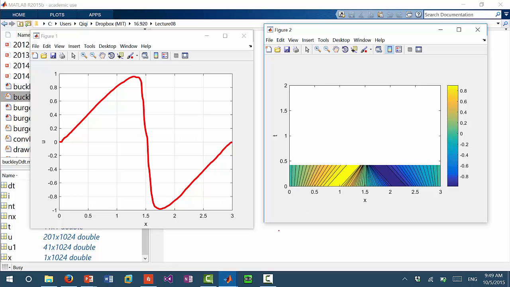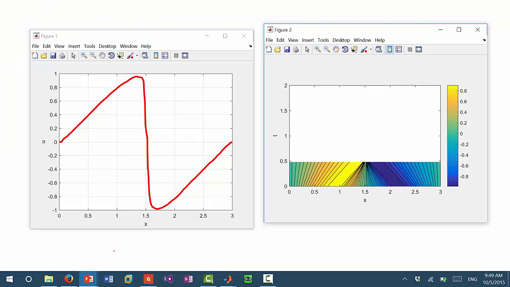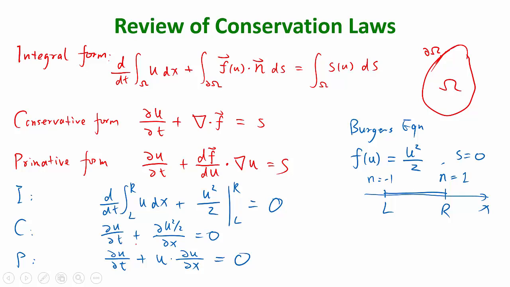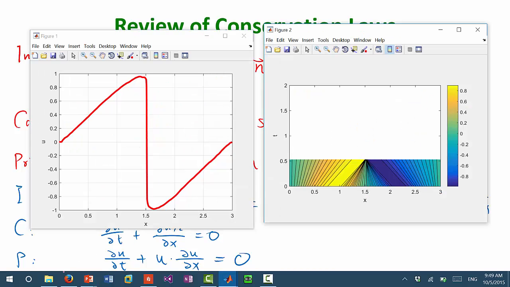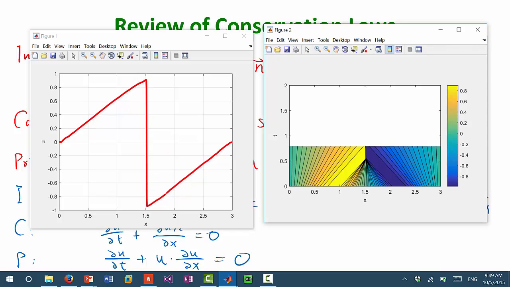So what we see is that the behavior is very similar to what we have in the primitive form of the differential equation, right? If you look at this equation, u is like the advection speed. We see that when the solution u is positive, the solution tends to propagate towards the right. When u is negative, the solution propagates to the left.